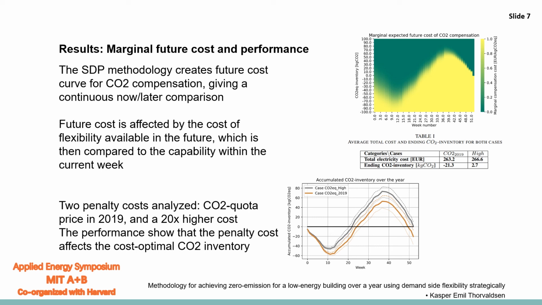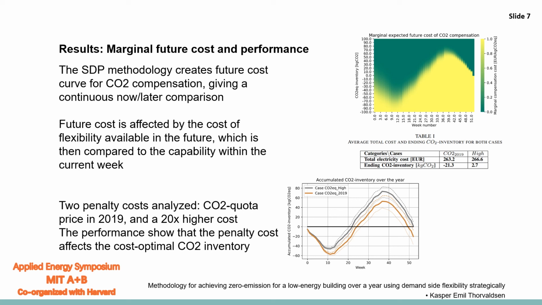And you can see that if you're based on the CO2 quota in 2019, you're probably not going to achieve a zero emission constraint at the end of the year, as shown by the orange curve in the middle one. The percentiles between them are 10 and 90%, but you can see that the expected value is expected to be minus 20 kilograms CO2 over the course of 1 year. But if you go for the high case with a 20 times penalty cost at the end of the year, the model manages to achieve a zero emission at the end of the year.